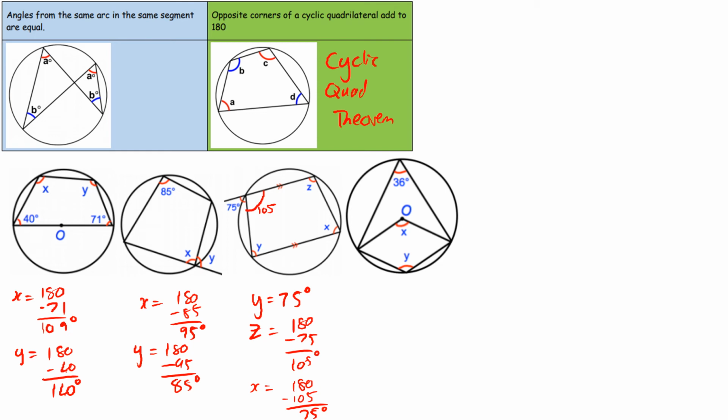Okay, and the last one looks like it's going to bring in some circle theorems, some double angle theorems rather. We've certainly got our arrowhead here, so x is just going to be double 36.